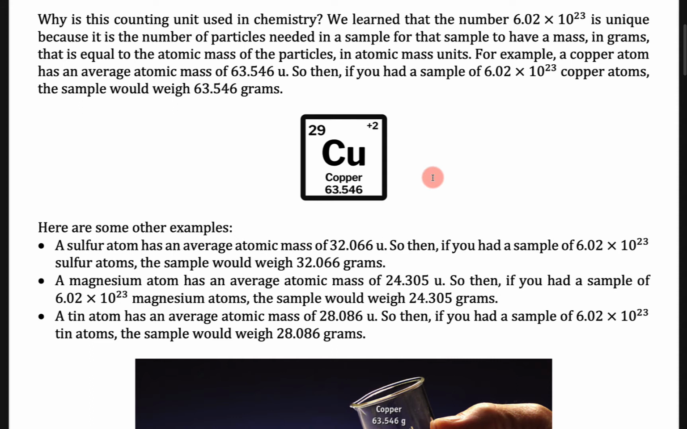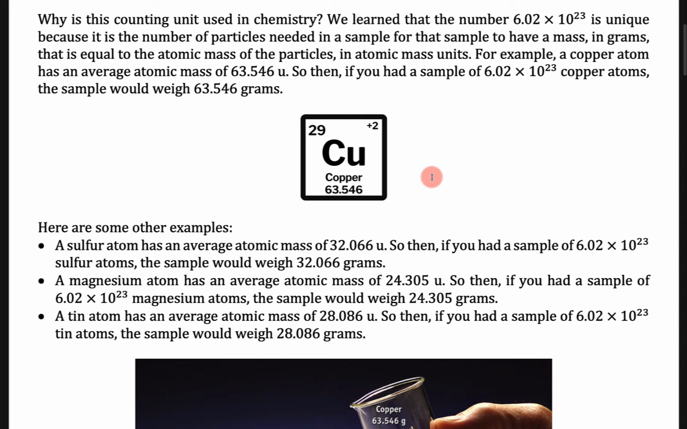And so this also means that our copper atoms have an average atomic mass of 63.546 atomic mass units. This gives an indication of the number of protons and neutrons that you can find in an average copper atom. If you add up the number of protons and neutrons for a copper atom, on average, that sum is going to be around 63.546. So 63.546 is an average.